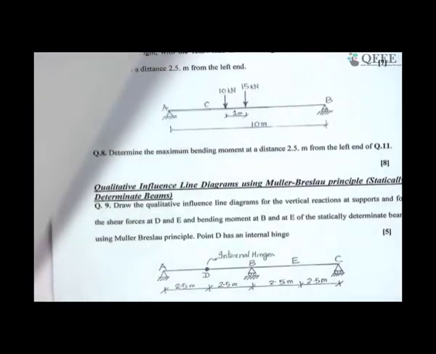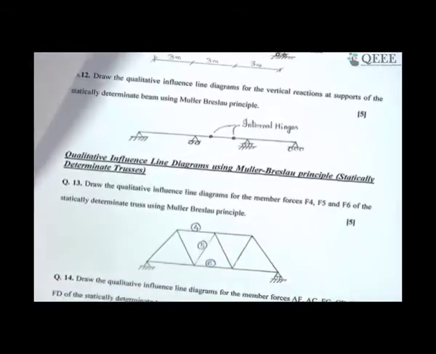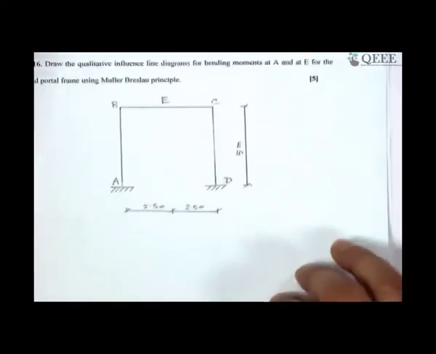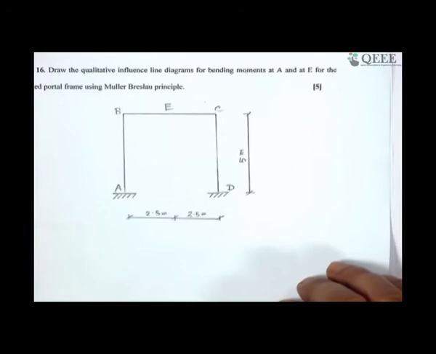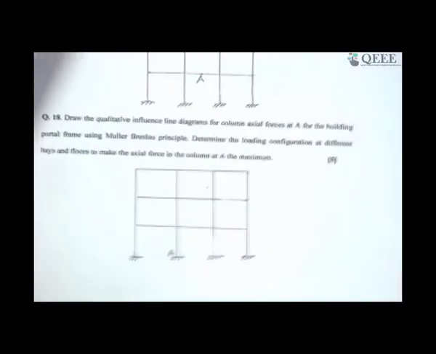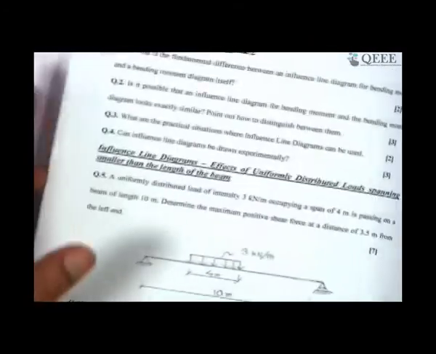So then it goes to the qualitative shape of the different influence line diagrams for statically determinate and statically indeterminate trusses, and also for frames, the portal frames which have indeterminacy and different kinds, and also the building portals. I have the solutions, which I will give to you.